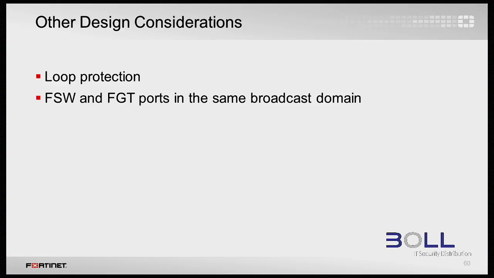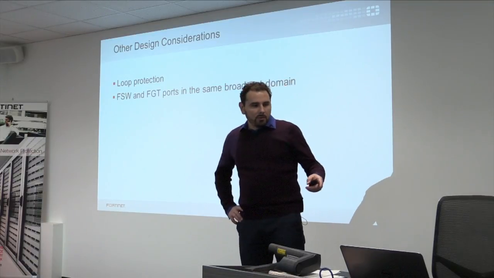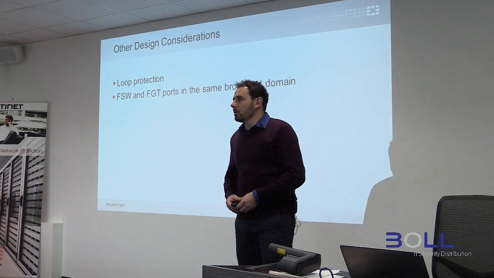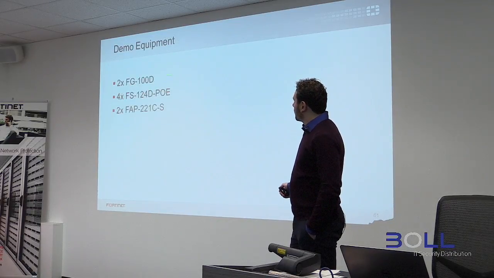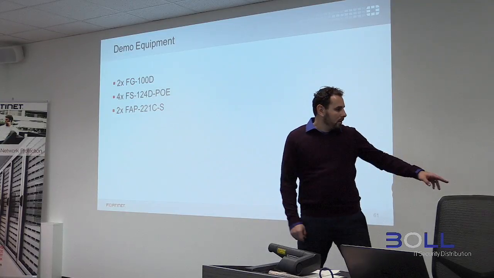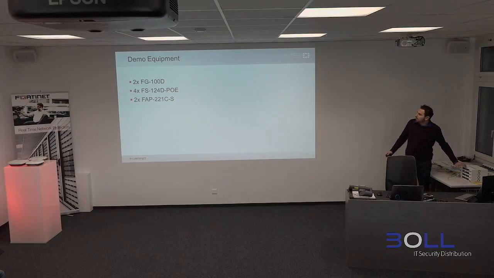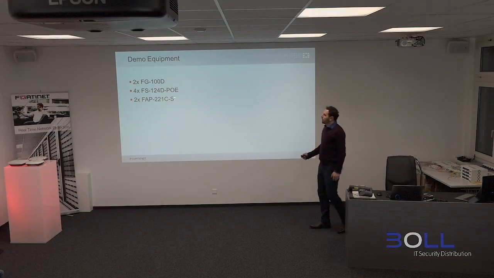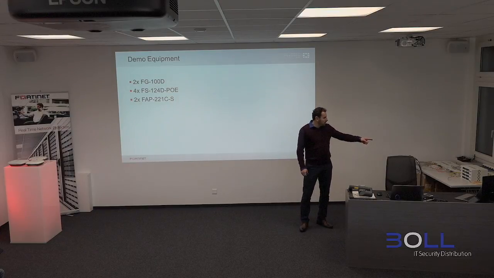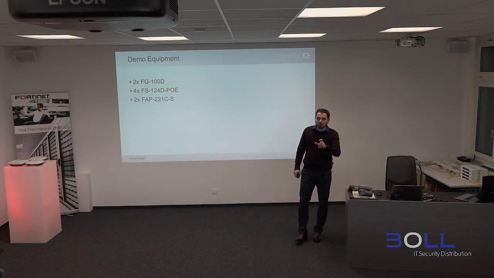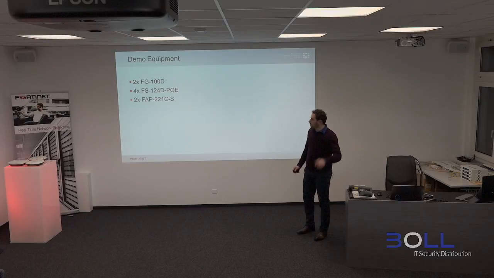Other things about the design, so loop protection. Let's say you want to have FortiSwitch and the FortiGate ports in the same VLAN. How we do that? What other options we can have there? And so this is the demo equipment. So 2 FortiGate 100D and 4 times FortiSwitch 124D PoE. That's the 12 ports are PoE and the other 12 not PoE, right? Because there is the F is not there.